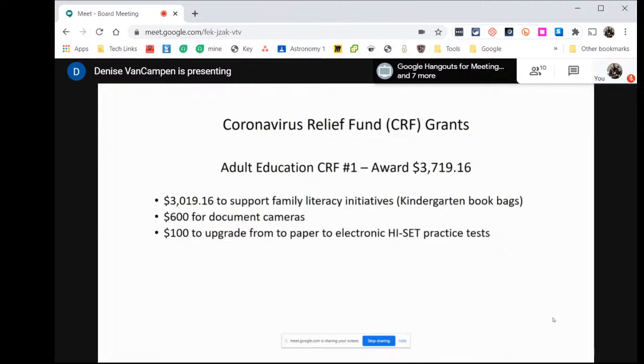The Adult Education Award was $3,719.16. 16 cents. And we're going to use every penny. We're using a little over $3,000 to support family literacy initiatives, specifically the kindergarten book bags. That's a project Adult Ed has done for a long time, and they usually rely on donations from outside groups. And they weren't feeling that they were going to be able to do that this year. So we are using this money to facilitate those book bags so that they can still happen. She's also getting a few document cameras and upgrading some practice tests from paper to electronic.